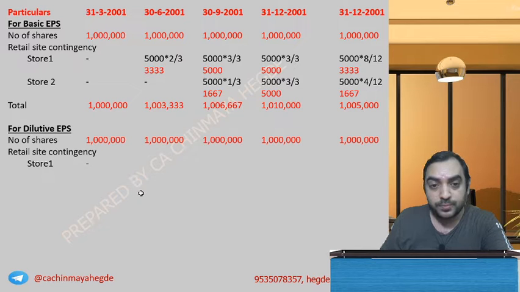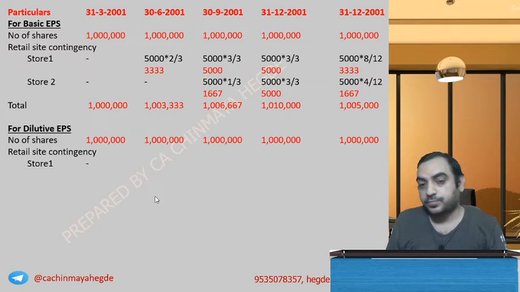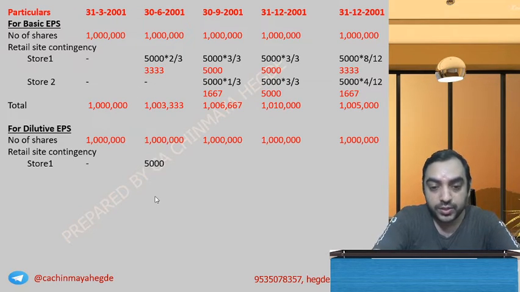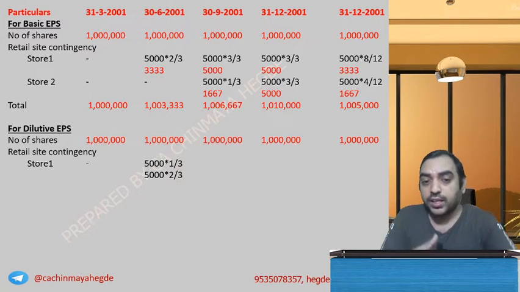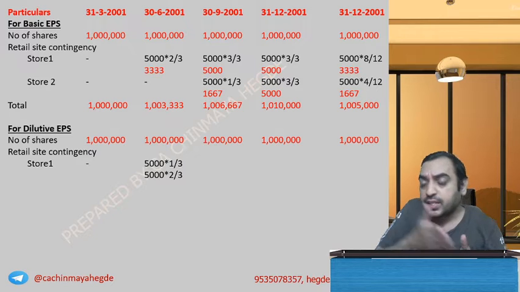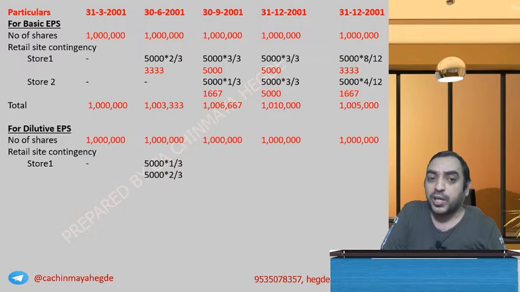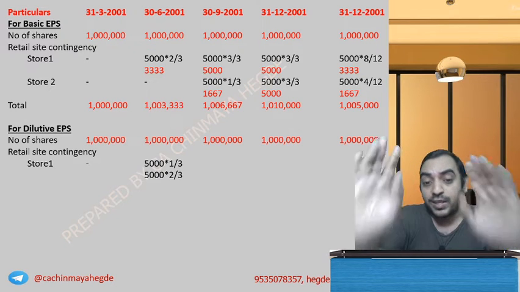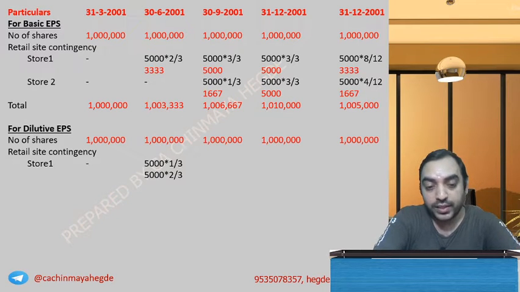So it will become 5,000 into 1 by 3 and 5,000 into 2 by 3. Because up to the 1st of June, for 1 month, it is part of dilutive EPS. The remaining 2 months, anyway, it's part of basic EPS. Part of basic EPS means from dilutive EPS also, you can say from the beginning only you can take it. So actually, it comes to 5,000.